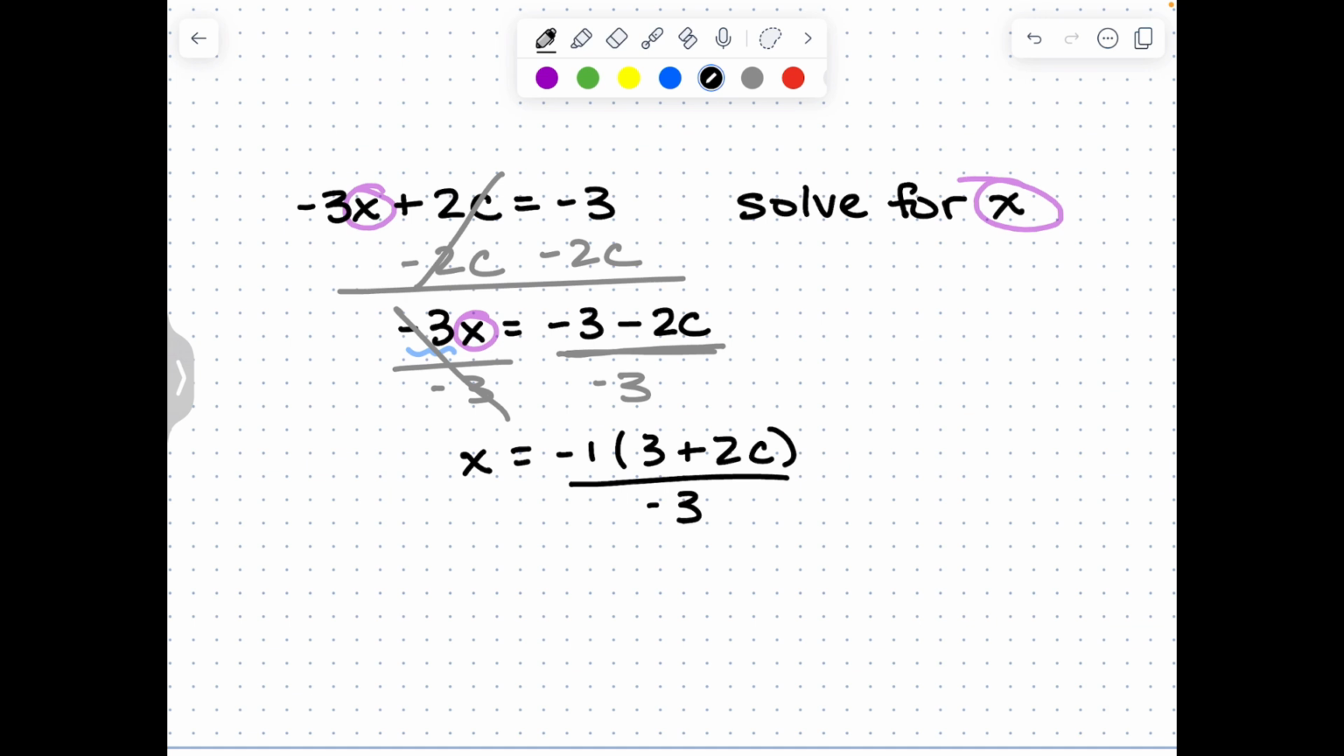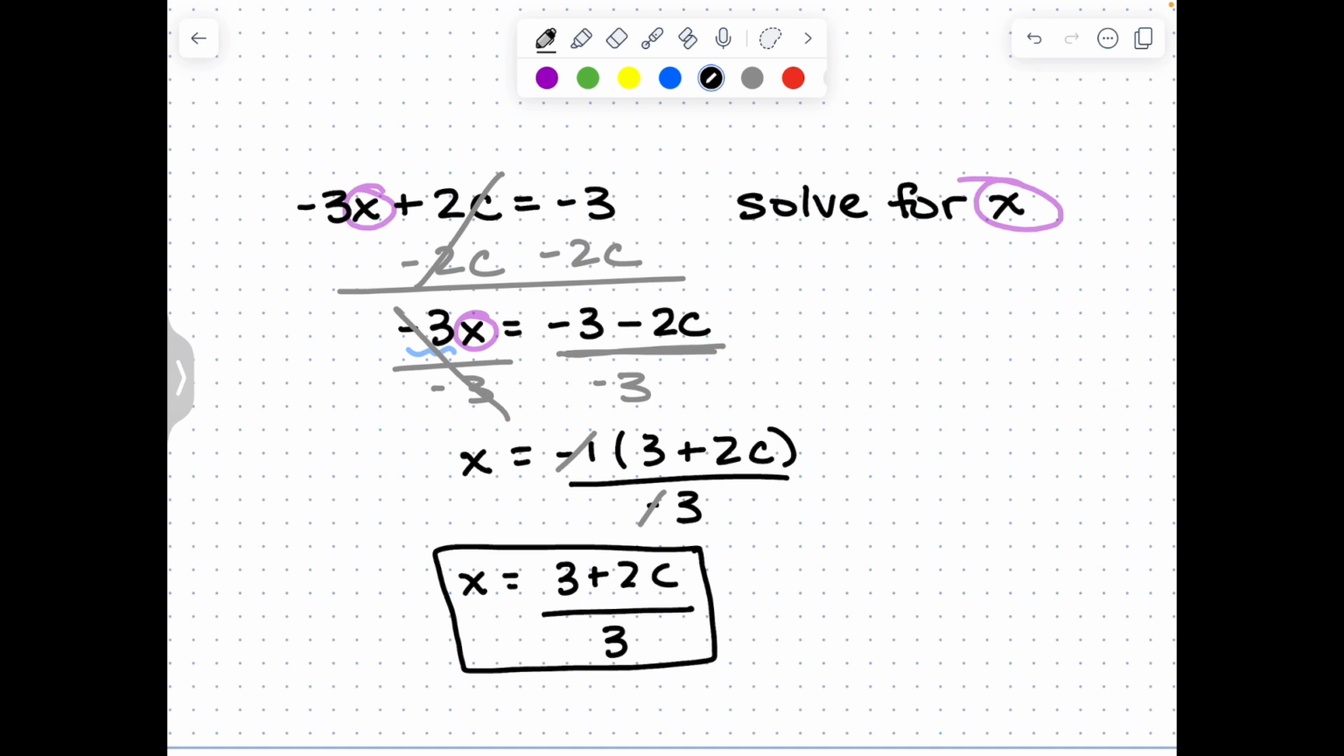Then if we consider the negative 1 at the top, the negative 3 at the bottom, we've got a negative divided by a negative. And those negatives will cancel, and overall we'll have a positive fraction. So we'll have 3 plus 2c over 3. Now this actually is a perfectly fine answer. Some people would look at this and freak out thinking they need to simplify it, but this is fine. There's no more factors that cancel, so this is a good answer.